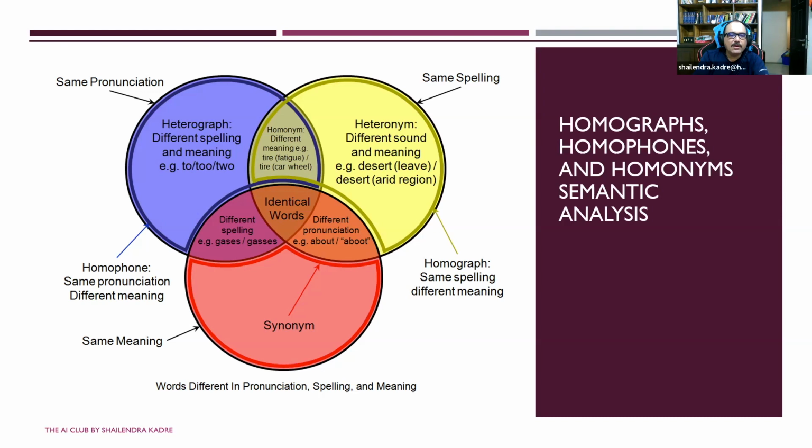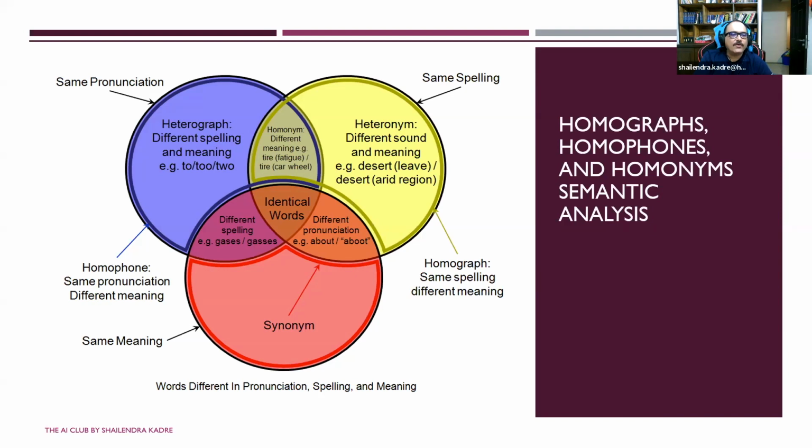Then you come to this pinkish outer circle, synonym. I think all of us are familiar with what a synonym is. Synonym means different words, but the meaning is the same. So we discussed heterograph, heteronym, and synonym. These are the outer broader terms we discussed.